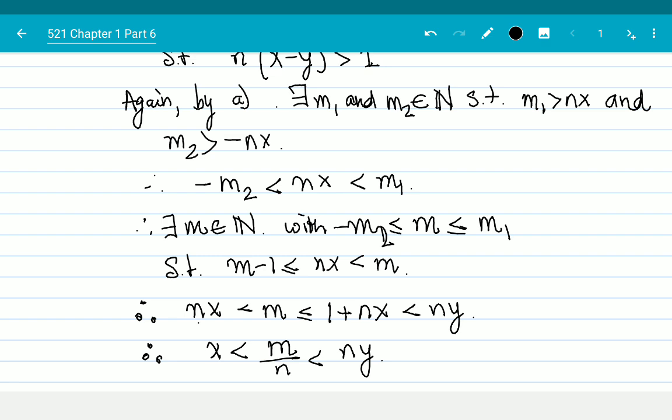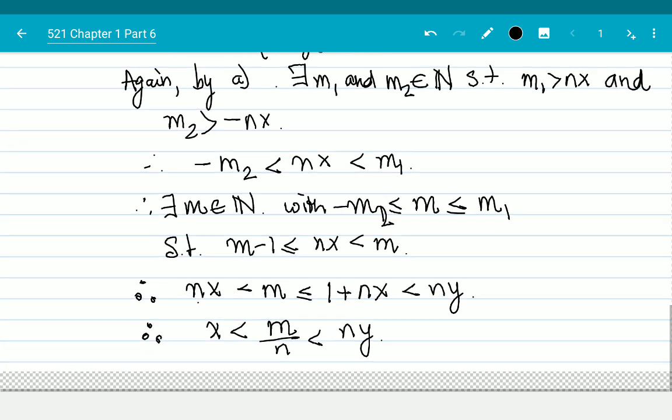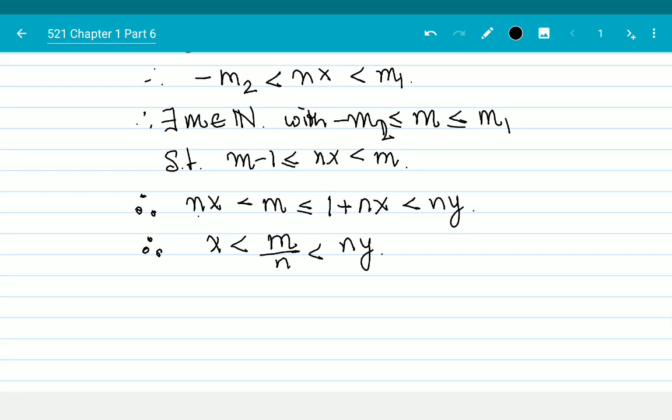Okay? So for any two real numbers, you can always find a rational between them. Right? p is equal to m over n. Okay? So for any two real numbers, even if they're rational or not rational, it doesn't matter, you can always find a rational number between them. Okay, that's theorem 1.20.